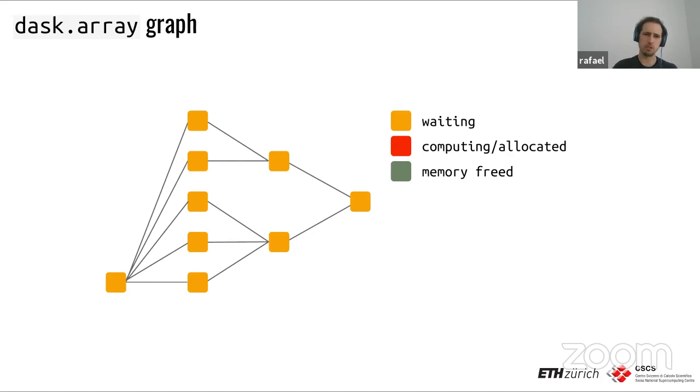For instance, let's consider this one. This is a fake graph that I created to show you. It's not the real work, but more or less it represents the idea. So in Dask we have 3 states for a node, that's an operation: it is waiting, or it is computing and has allocated memory, or it has finished and the memory is freed. Let's say this array is reading from disk.